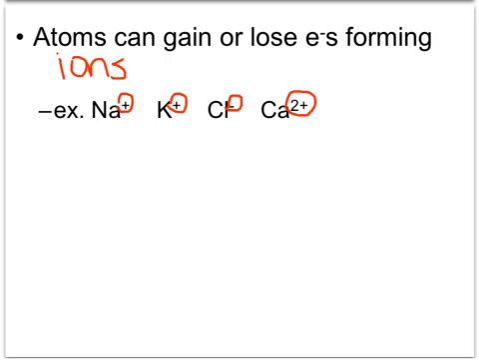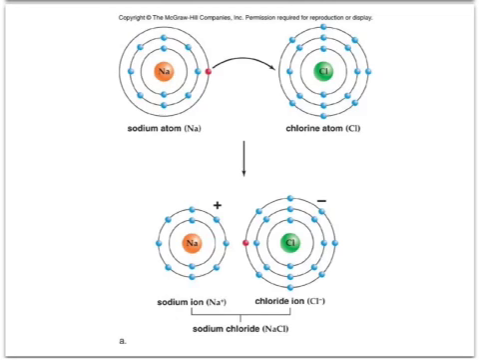Depending on the charge, you might have more protons, and hence you have a positive charge, or you might have more electrons, and hence you would have a negative charge. So here's an example. Here we have the sodium atom.